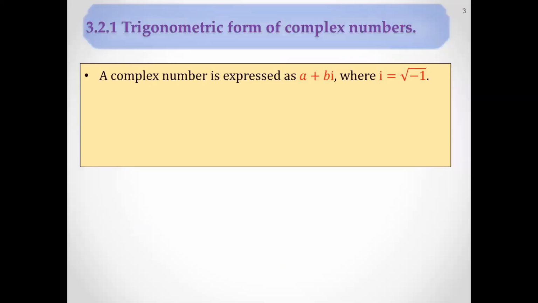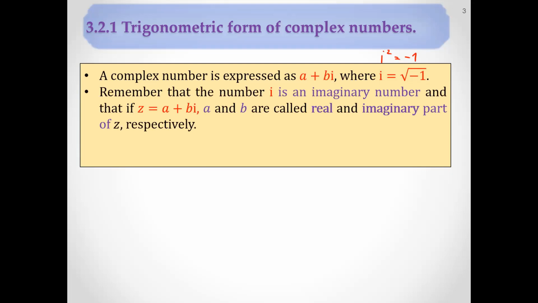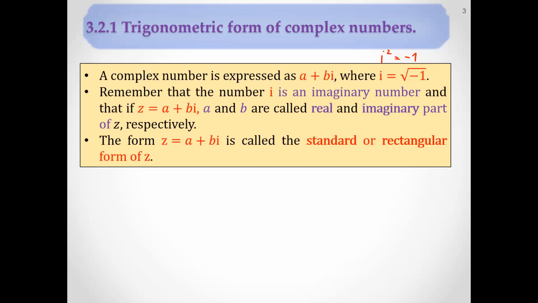So just to recall, a complex number is the sum of a real part and an imaginary part. Here نرجع ل i definition اللي هي i root minus 1. This is the imaginary unit, or i squared equals minus 1, as we have seen in Math 1. So i is the imaginary number, a the real part, b the imaginary part, and so on. This is called the standard form or the rectangular form of z.